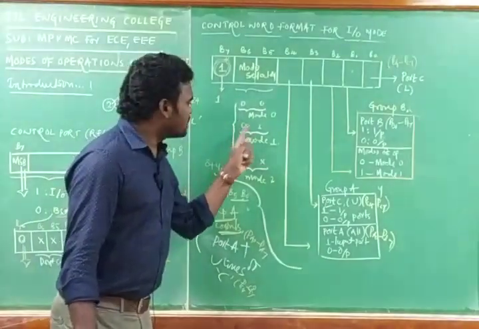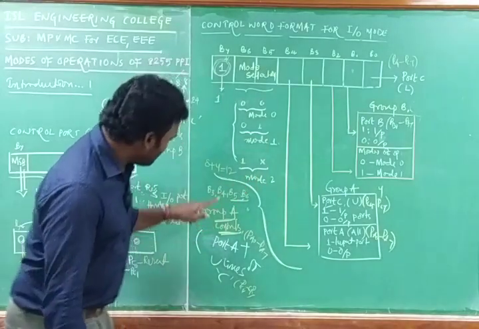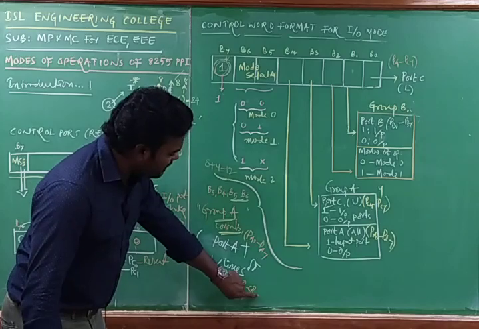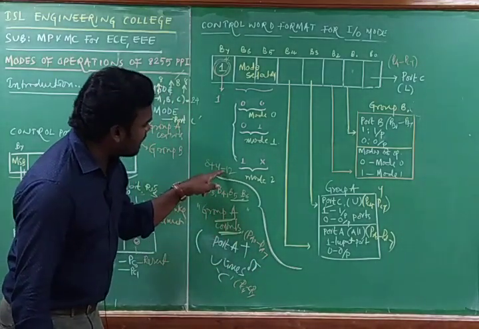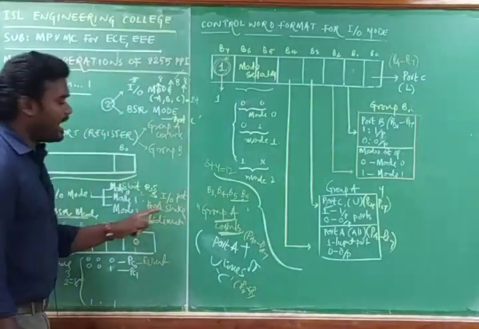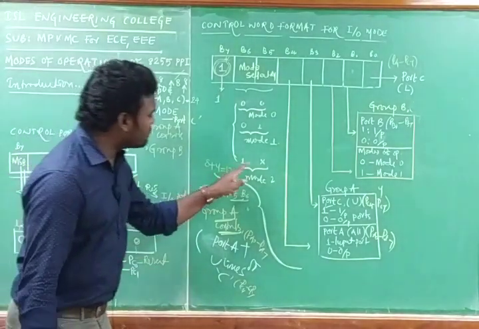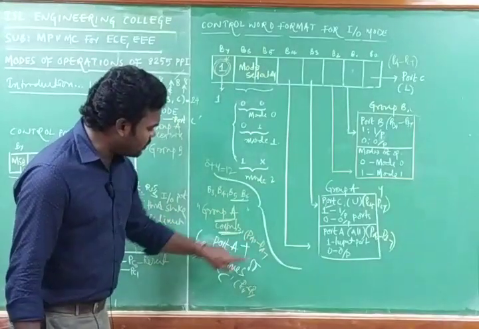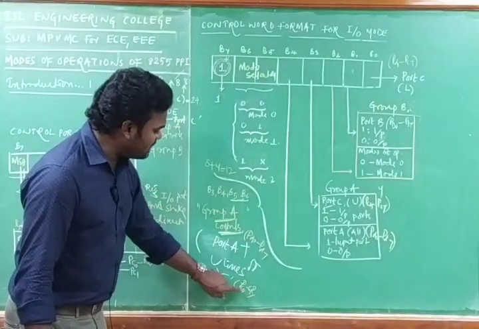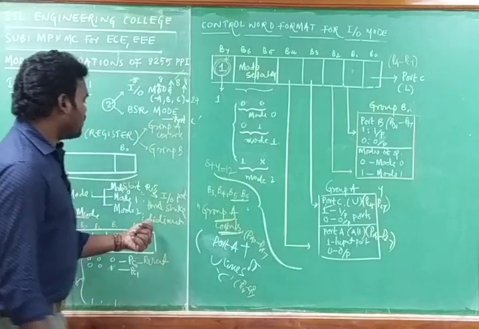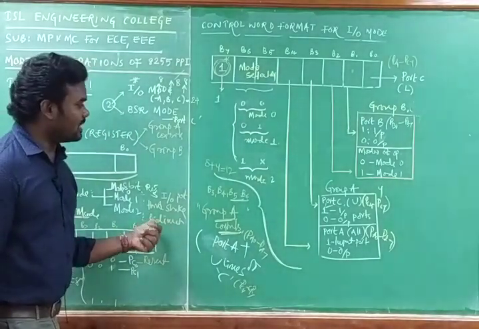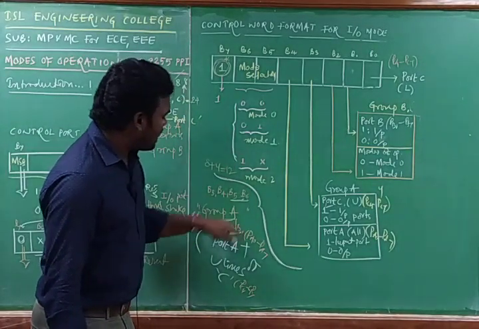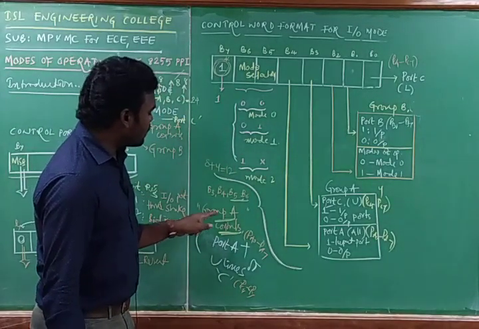Then coming to 0 1, mode 1. 0 1 means these PA0 to PA7 and PC4 to PC7, a total of 12 pins, are going to work as handshaking signals, and whenever this is 1 0 or 1 1, then this port A, that is PA0 to PA7, and PC4 to PC7 will work as bidirectional signals. And this is about B5 B6, which is nothing but the group A controls.